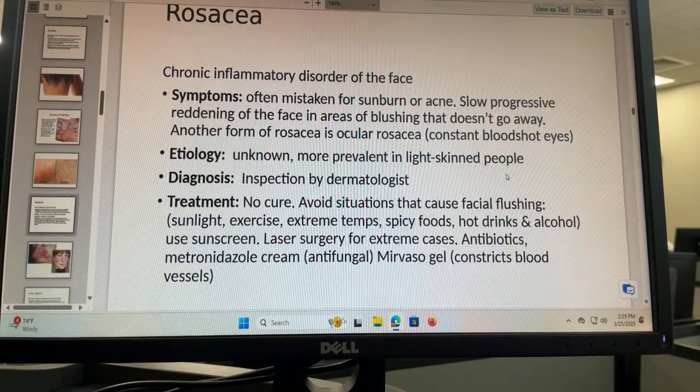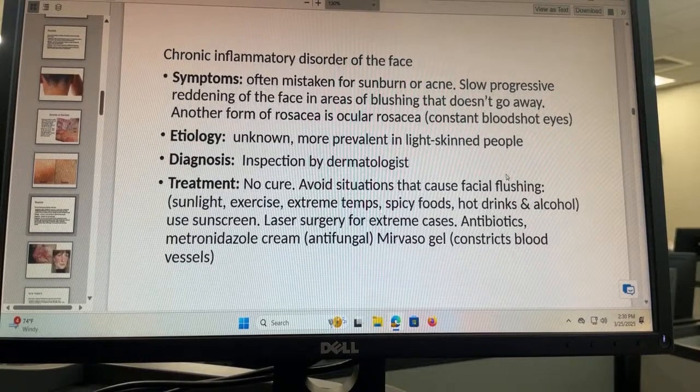They can use lasers to try and zap some of those blood vessels if it's an extreme case. They've also found that in some people, for some reason, sometimes antibiotics or antifungal creams can help. There's also a gel called Mirvaso gel, which causes the blood vessels to constrict, which will then push the blood back out of the area so that the blood isn't just sitting and pooling in the face.